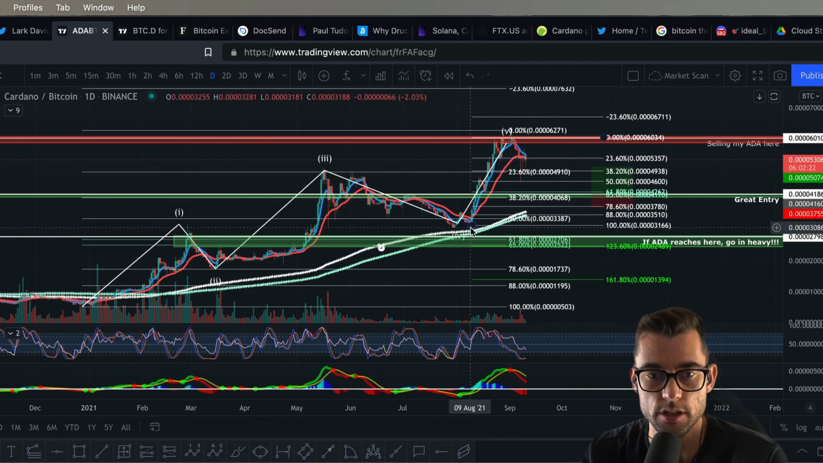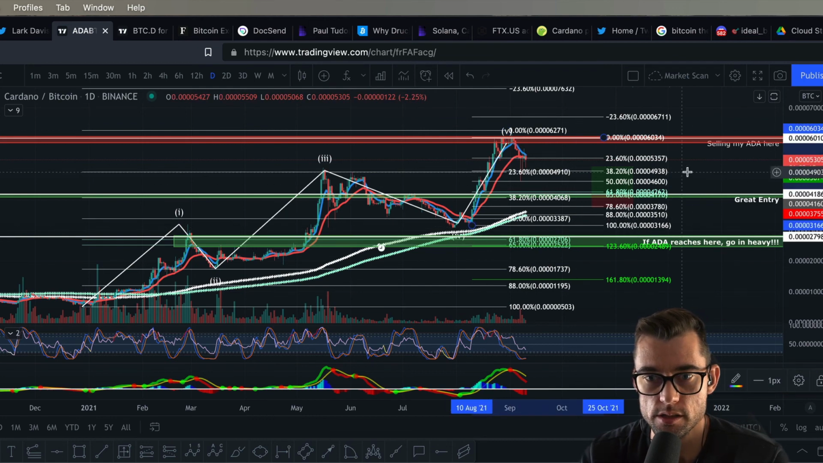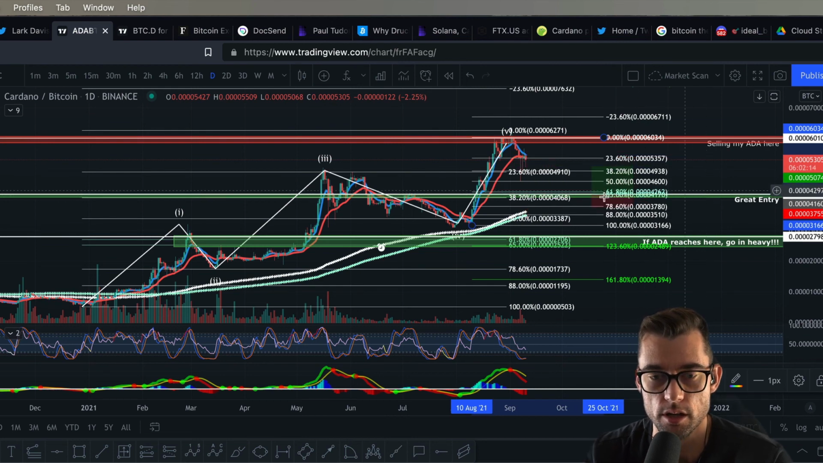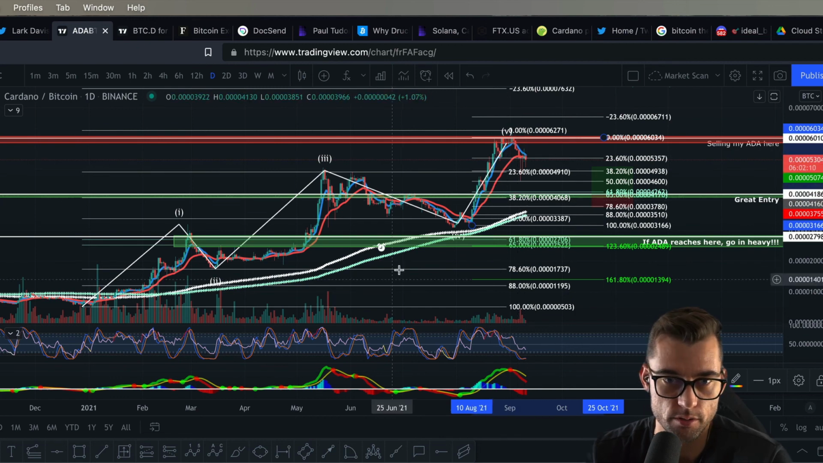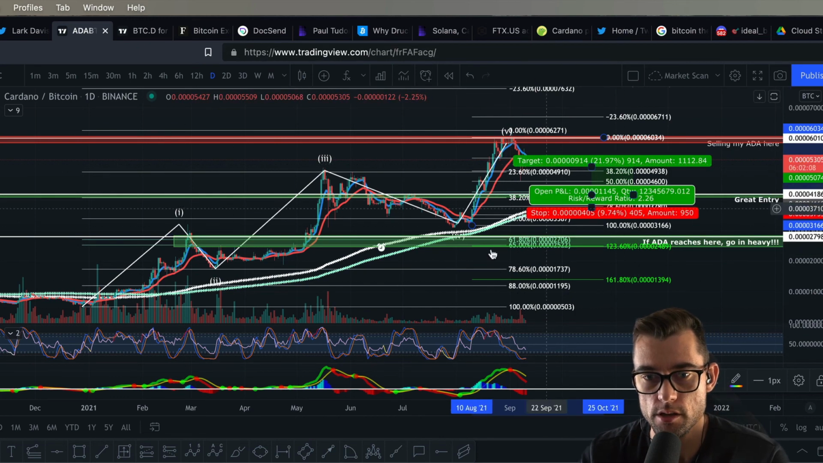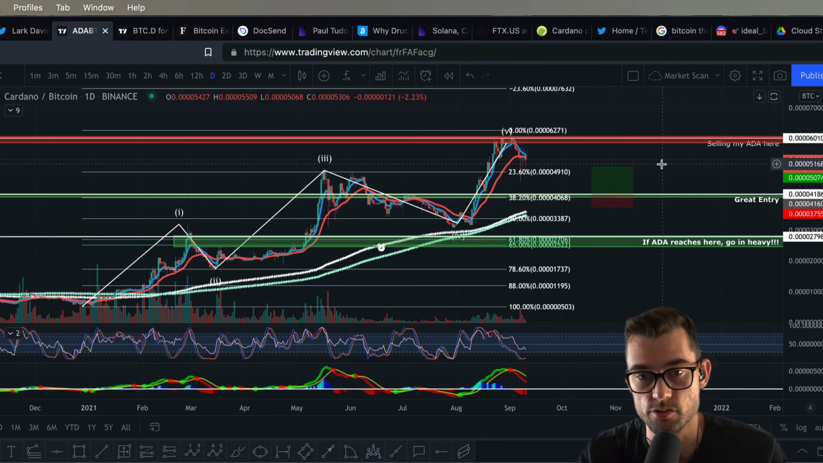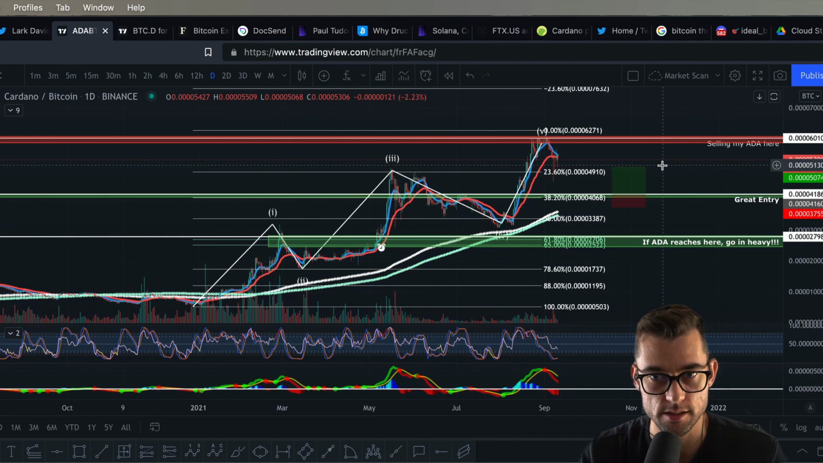And if you do the shorter time frame Fibonacci from the bottom to the top, this is just around the 61.8, which is still in the golden ratio. So 61.8 on the shorter time frame, 38.2 on the longer time frame. So I think that's actually a very good entry if you're playing against Bitcoin.